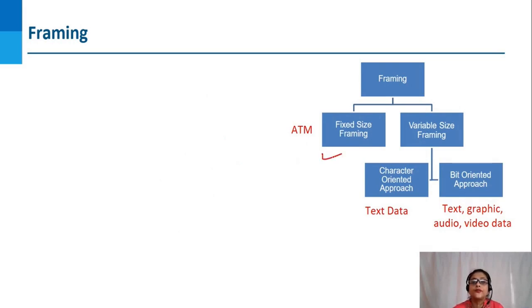One is fixed size framing and the other one is variable size framing. In fixed size framing, the framing bits are fixed and this is basically used in ATM or asynchronous transfer mode. For variable size framing, we can have framing bits which are variable in nature. And this can be either for character-oriented approach or bit-oriented approach. For character-oriented approach, we can use the text type of data, and for bit-oriented approach, we can use either text or graphic or audio or video data.